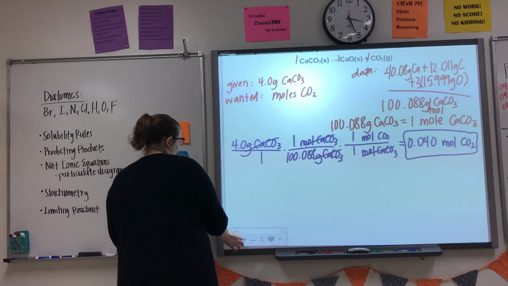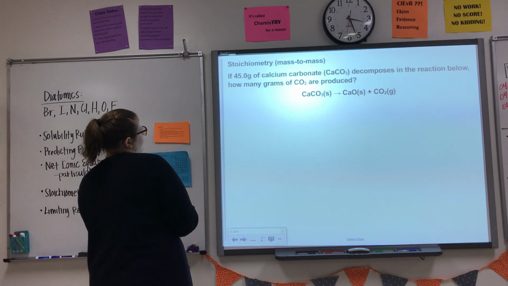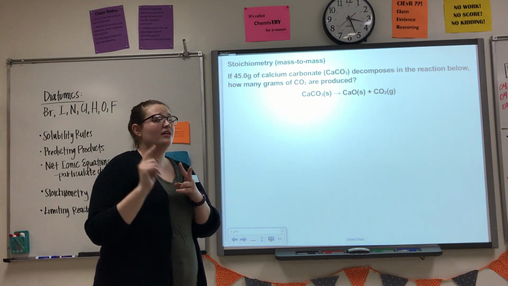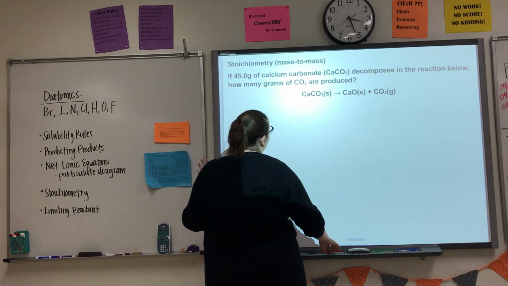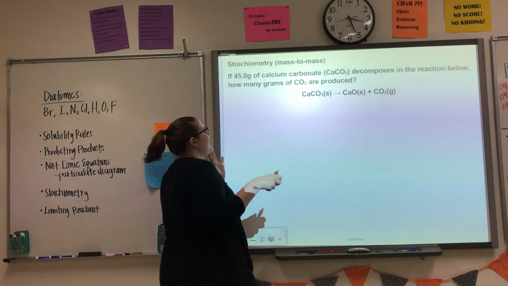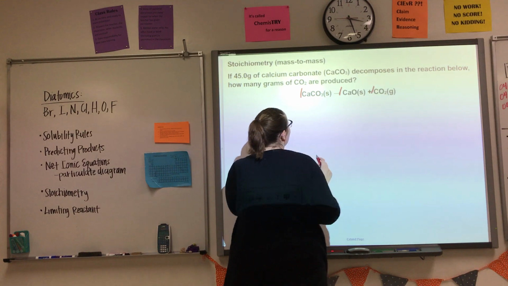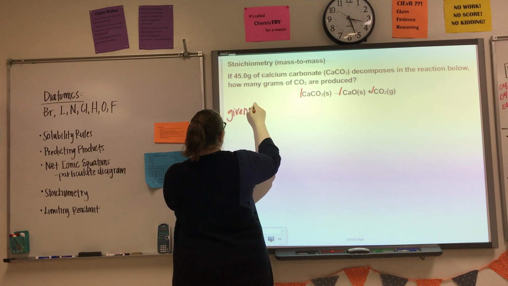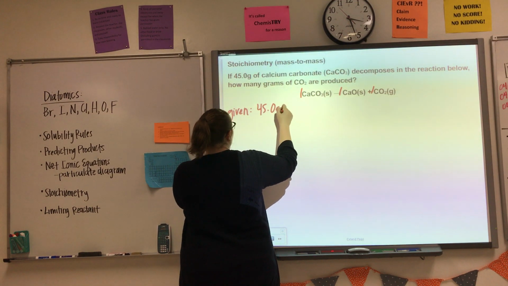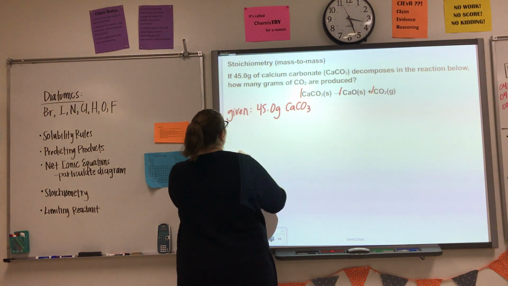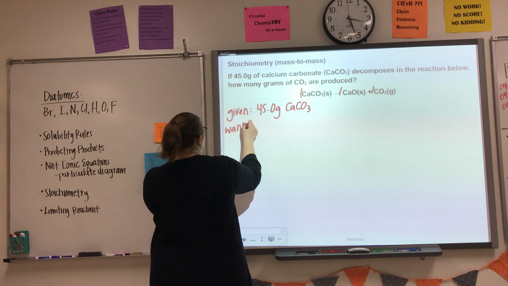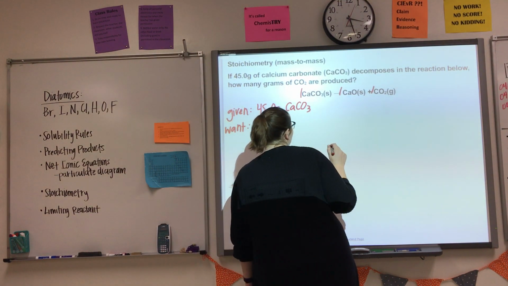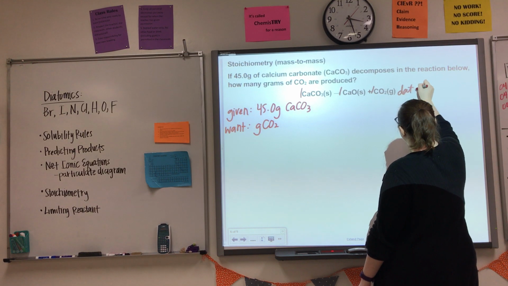Okay, next problem. This one is a mass to mass. In mass to mass, I have to have the molar masses of both the compound of my wanted and of my given. And that's okay, because we're going to calculate that first to save us some time. Again, same equation as last time, so I know I can just do 1, 1, 1. Perfect. All right, we're given 45.0 grams of calcium carbonate. And we want grams of CO2. So my data in this case is going to need to be some molar masses.